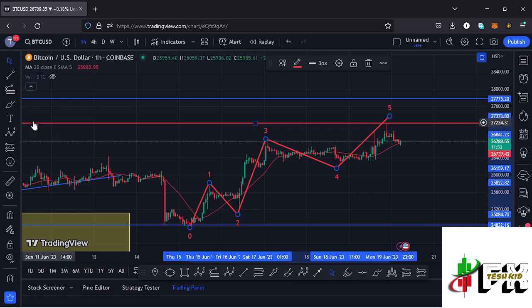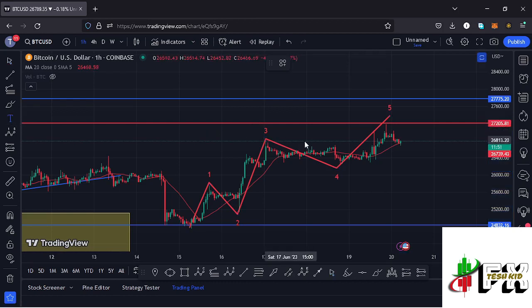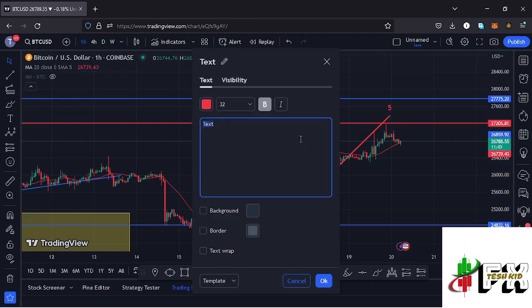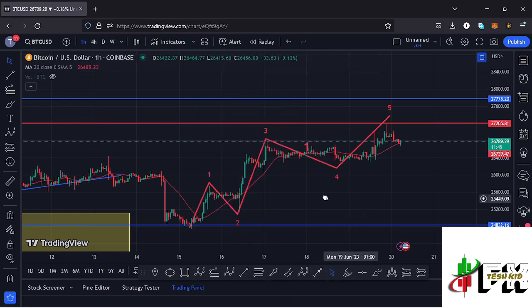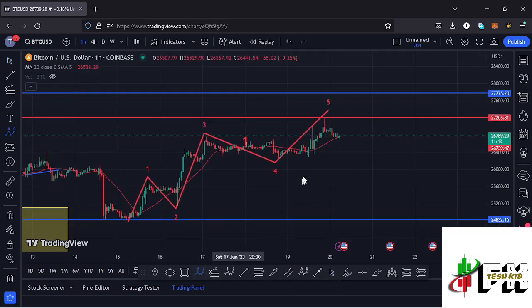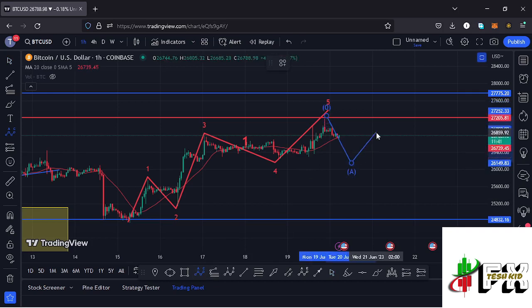And once that plays out, then we can term this 5-wave move to the upside as a larger Elliott wave count 1. And then from that point, we can expect an ABC corrective structure to play out. That is the first scenario that we can expect here on the BTC chart.